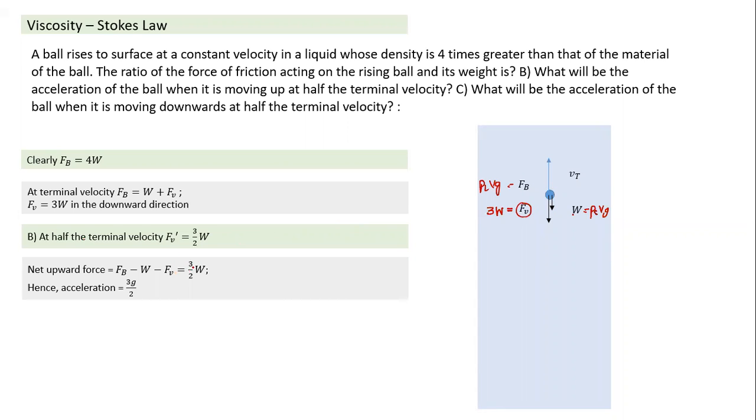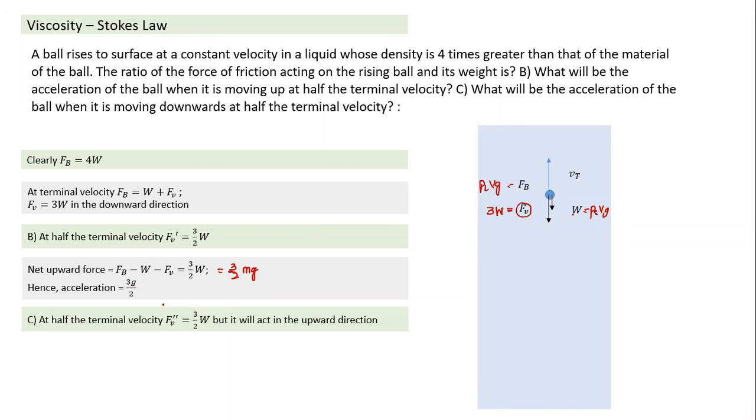So if you write all this term, net upward force is equal to 3 by 2 weight, or you can write it as 3 by 2 mg. And if it is 3 by 2 mg, its acceleration will be equal to 3g by 2. So when it is traveling at half the velocity, and Fb is greater, Fb is the sign is positive. It will have upward acceleration of 3g by 2.